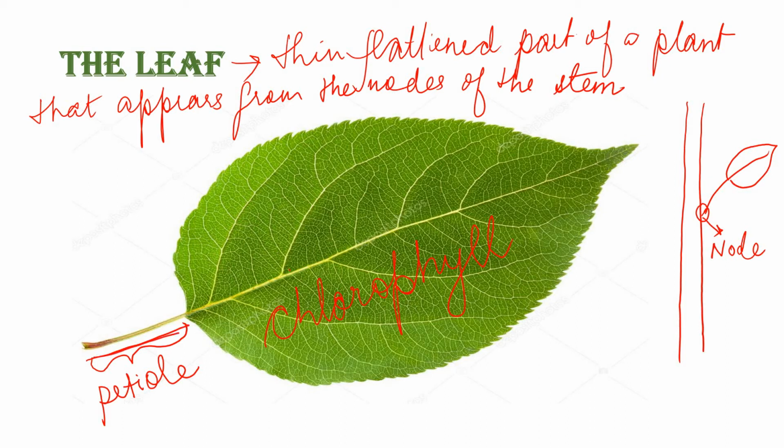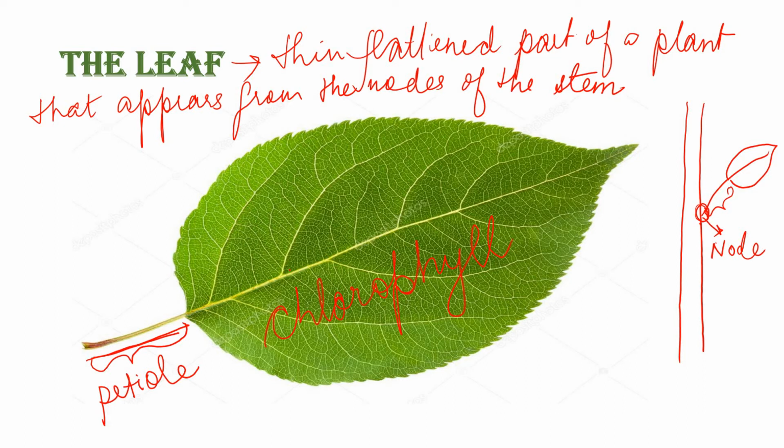Now your question might be, ma'am, then what is the node? The node is the point, the junction, where the leaf is attached to the stem. And the petiole is that small tiny stalk which attaches the leaf to the stem. The leaf is attached to the stem with the help of a tiny stalk, and the point where it is attached is called the node. I hope it is clear. If not, then please rewatch this video.